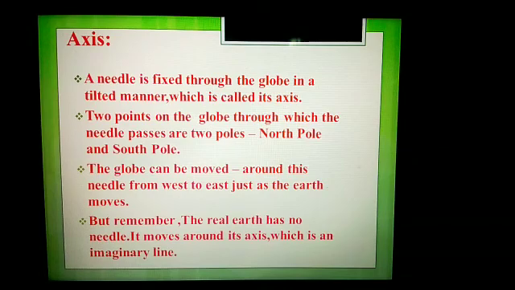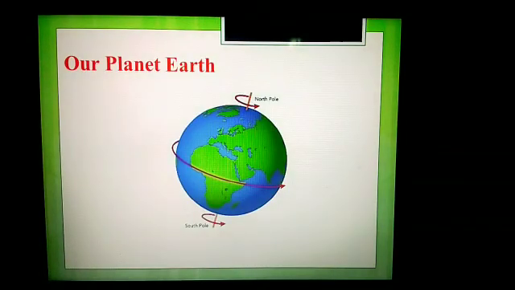Children, all these things you can see on this planet. See the North Pole and the South Pole, and it moves from the west to east. So that's it.